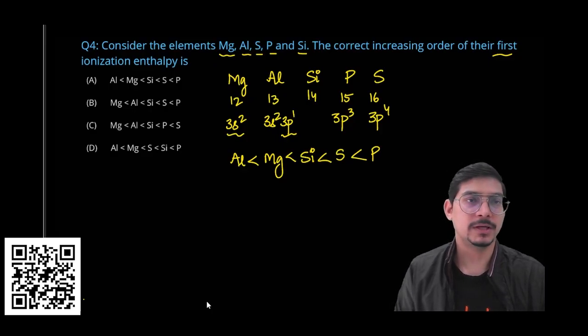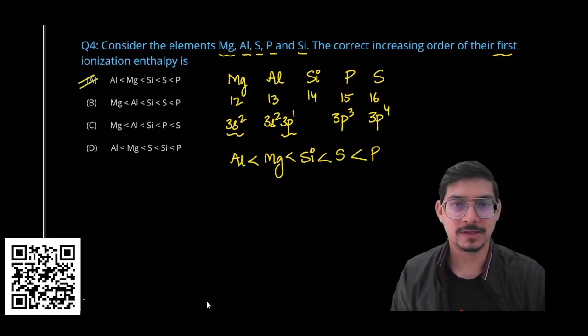So the correct order would be aluminum, magnesium, silicon, sulfur, and phosphorus. Hence, option A would be the correct answer to this question.